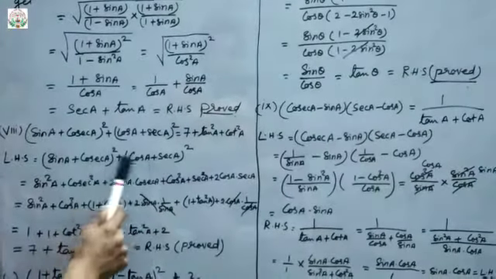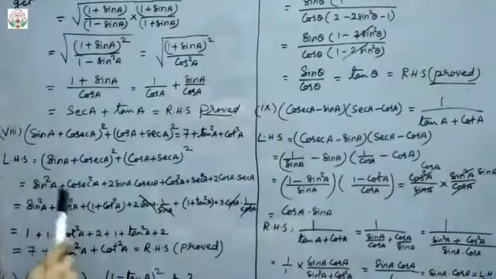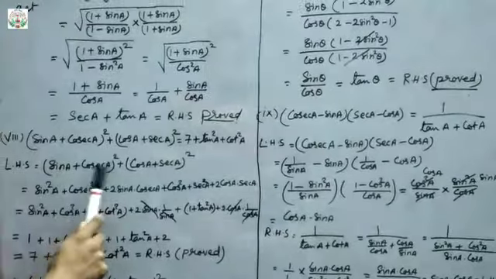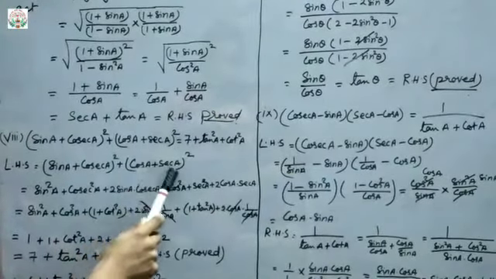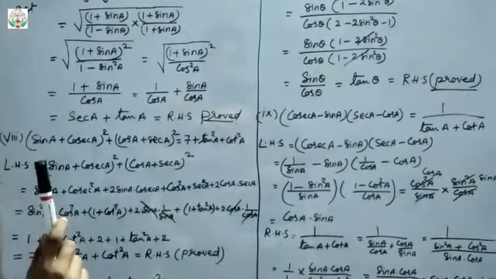Now the A plus B whole square formula we will put. This is A plus B. Then here also we will put the A plus B whole square formula.